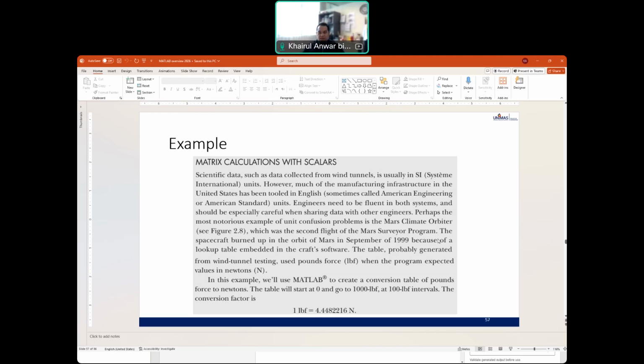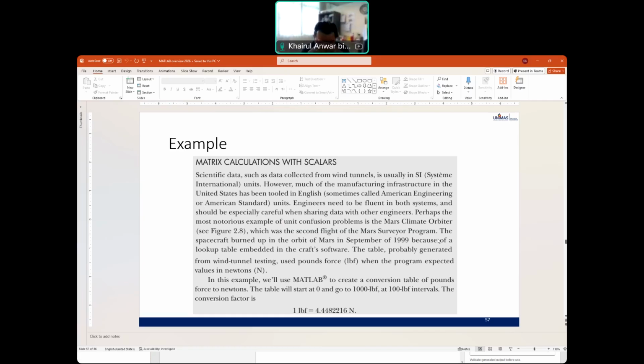We had the most notorious confusion with the Mars Climate Orbiter. The spacecraft burned up at Mars in September 1999 because of a table embedded in the code. The table was probably generated from wind tunnel testing, which used pound force when the program expected Newtons.